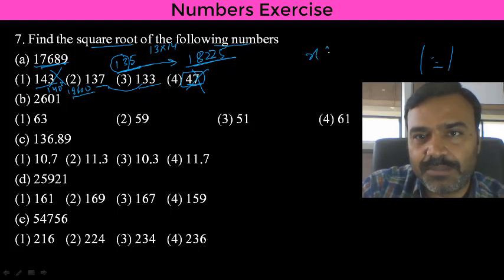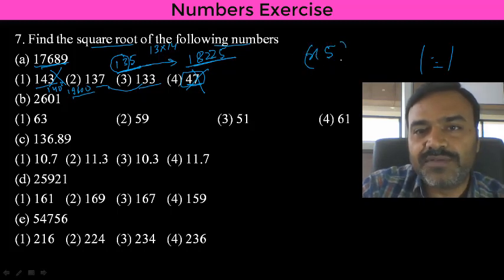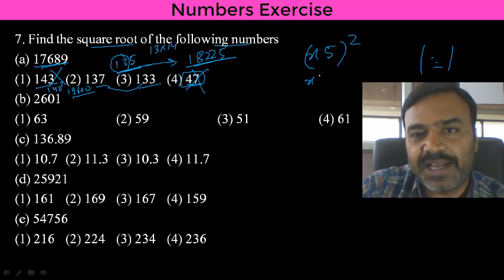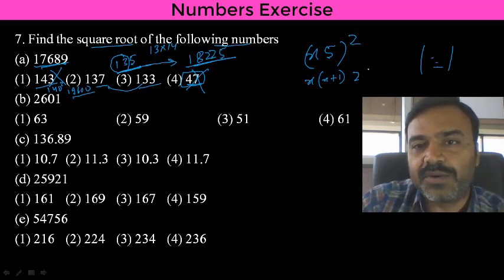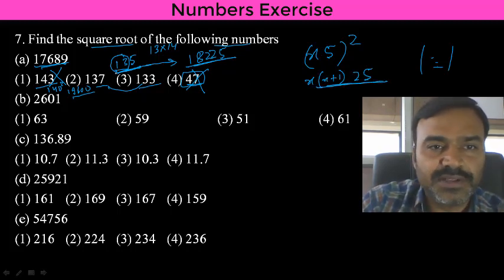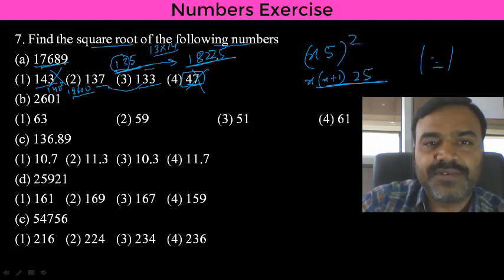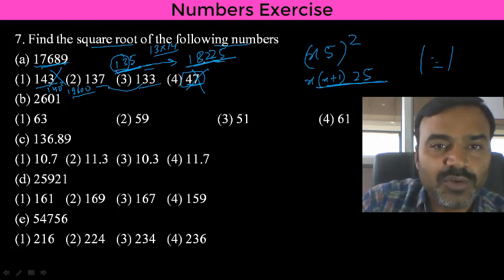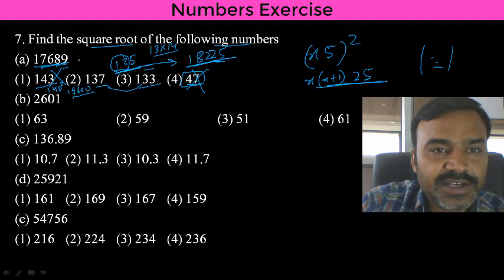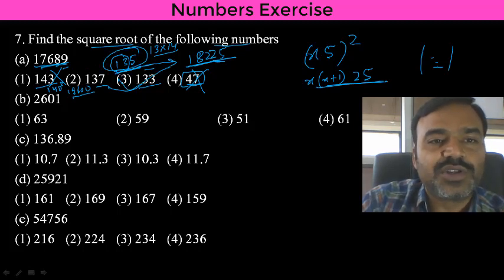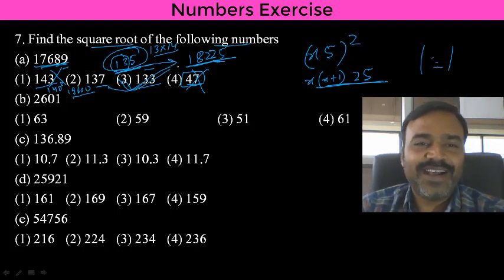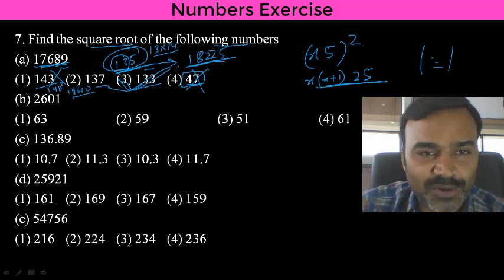I'll just explain. If there is a number ending in 5, then the square of that number is calculated like this. First part x into x plus 1, and second part 25. So here it was 13. 13 into 14 is 182, and for 5 we have 25. Now 18225 is more than 17689. So our answer has to be less than 135. So third option is the correct one. Alright? Okay.